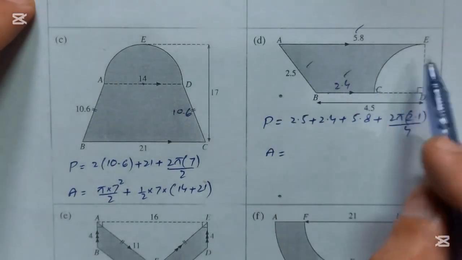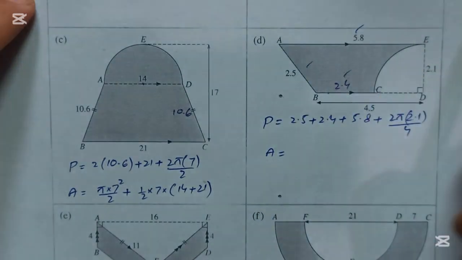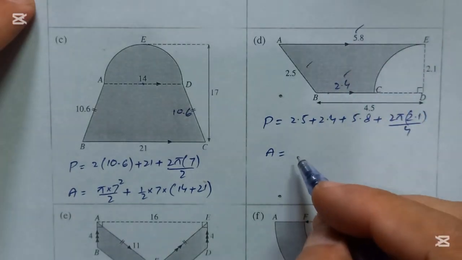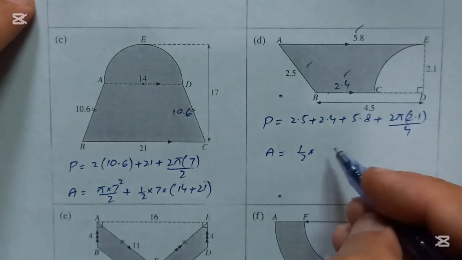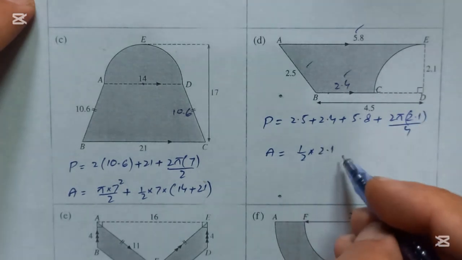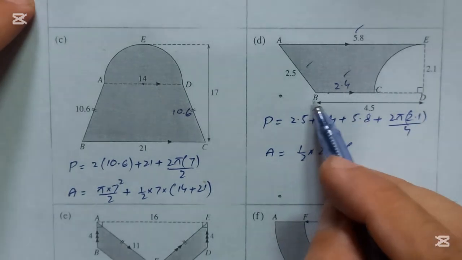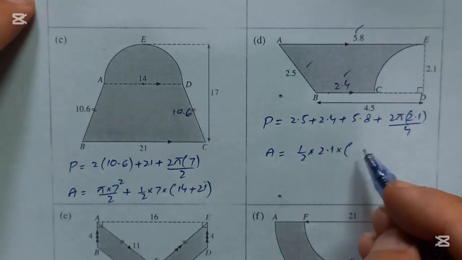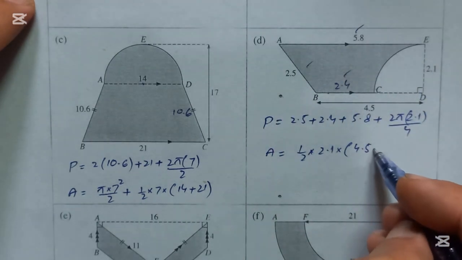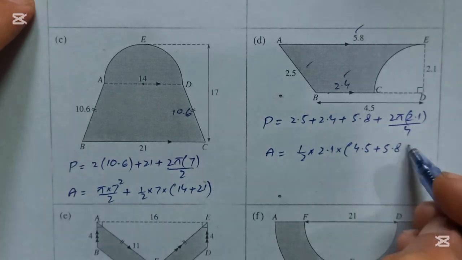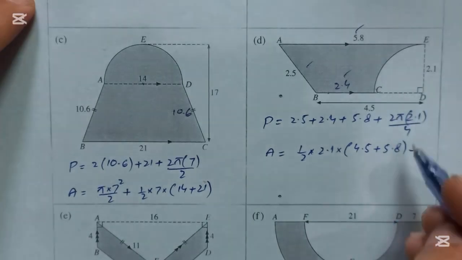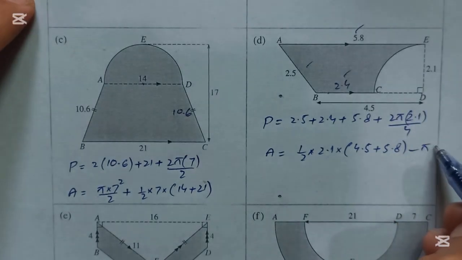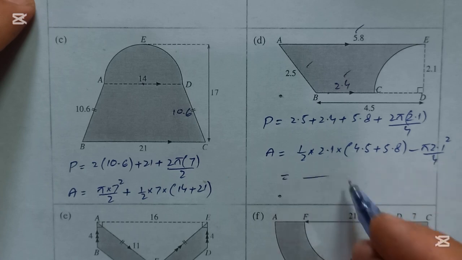Okay, here is a trapezium in full, and this quadrant should be subtracted to get the required answer. So area of the trapezium is 1 by 2 into height, this one, 2.1, into sum of parallel sides. So parallel sides are 4.5 and 5.8. This is the area of the full figure, from where this quadrant should be subtracted. Pi r square, 2.1 square over 4. Solve it on the calculator, you will get the answer.